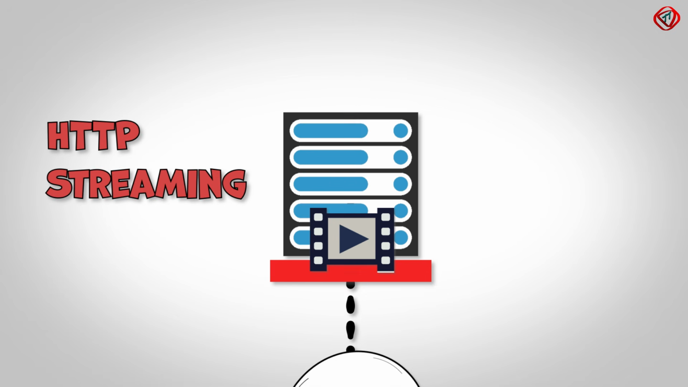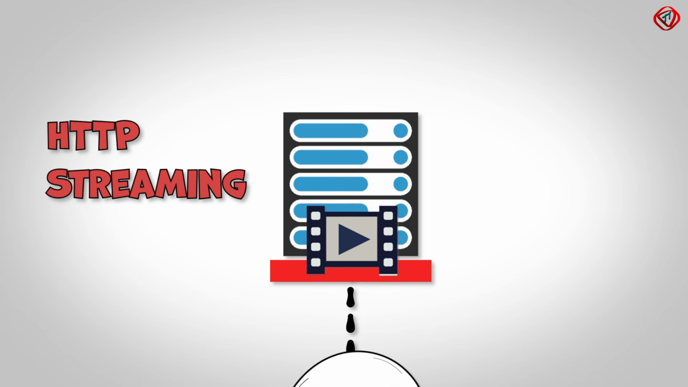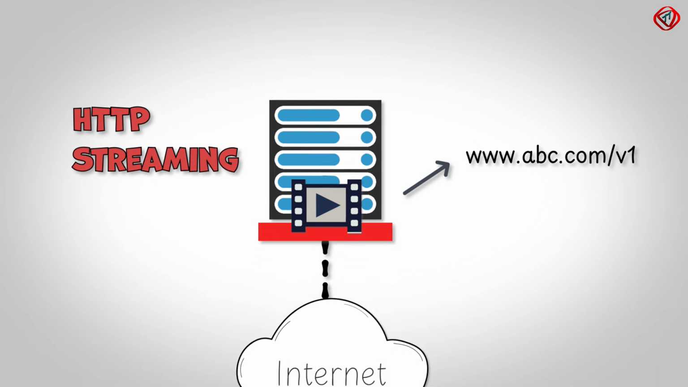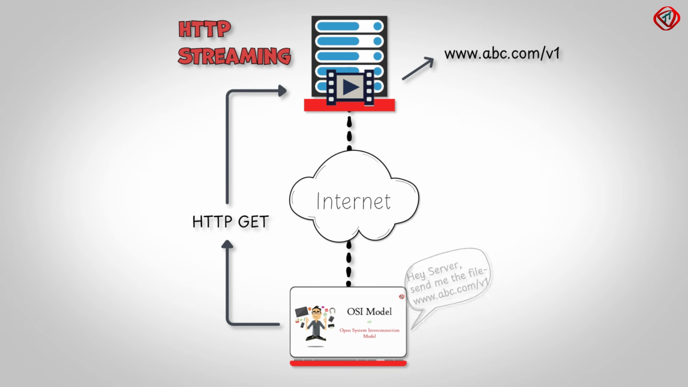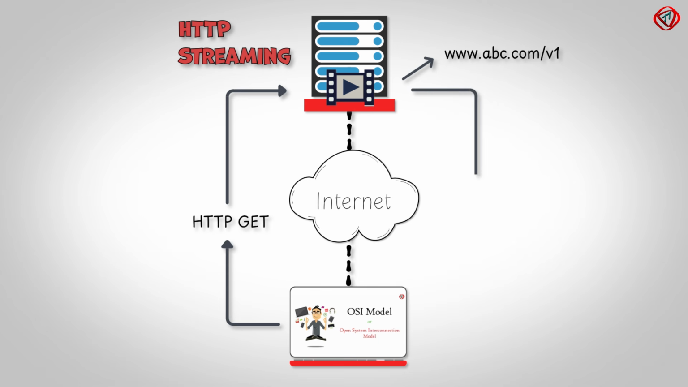In HTTP streaming, the video is stored on a server just like a normal file. Every video has its own URL. So when you click the video, your device sends an HTTP GET request. In simple words, your device is saying, "Hey server, send me the file stored at this address." The server then starts sending video data as fast as possible.